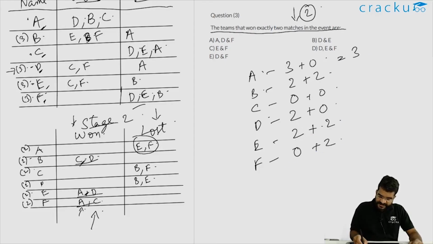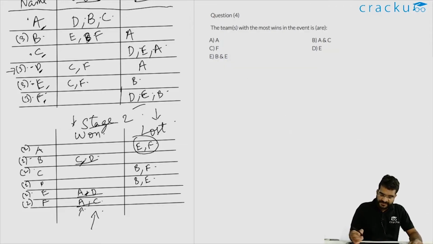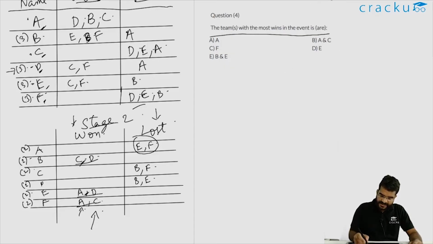So the total for A is 3, the total for B is 4, total for C is 0, total for D is 2, total for E is 4 and total for F is 2. So the 2 teams which won exactly 2 overall are D and F, which is option E. Now let us go to the last question. The teams with the most wins in the event are, we have just calculated the most wins. B won 4 and E won 4. So the correct answer will be B and E. That is option E.